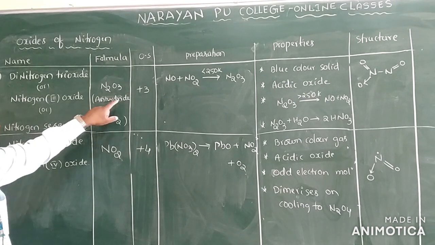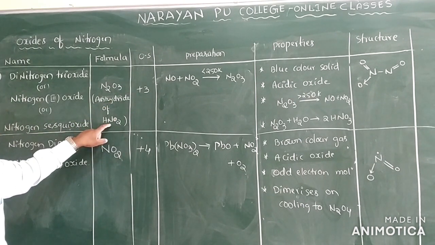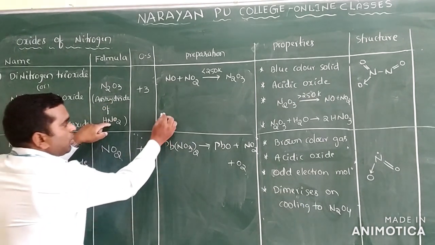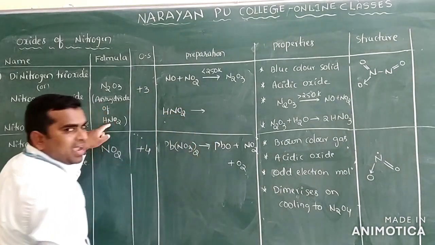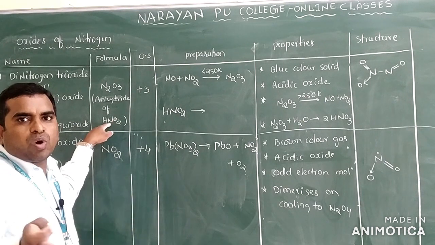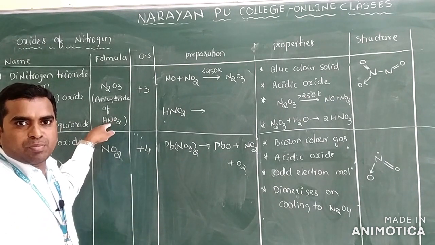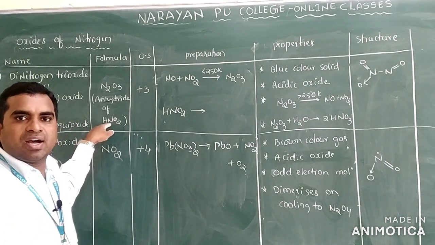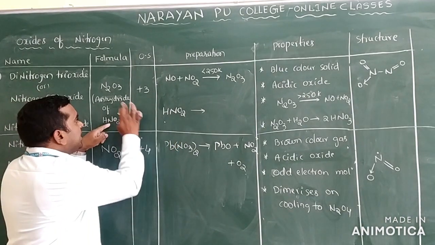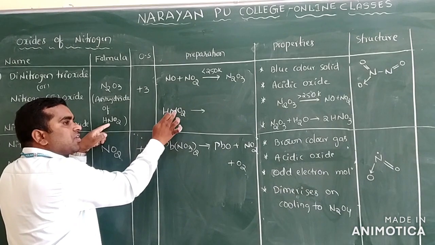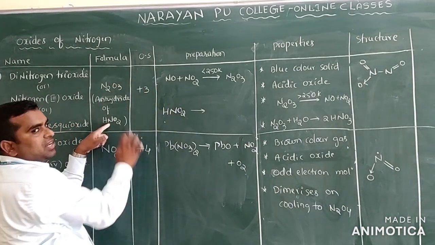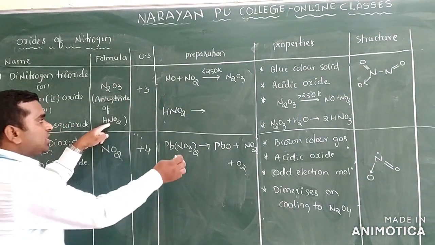N2O3 is an anhydride of HNO2. Anhydride of which one here? HNO2. Clear? What is meant by anhydride? Anhydride means removal of water. There should not be water; you have to remove the water. N2O3 is an anhydride of HNO2, means remove the water from HNO2, then you should get N2O3. That is the anhydride.